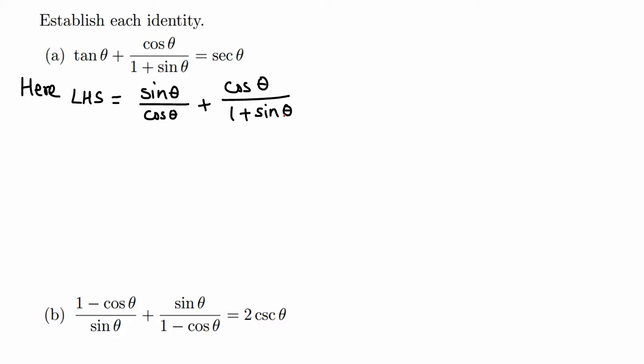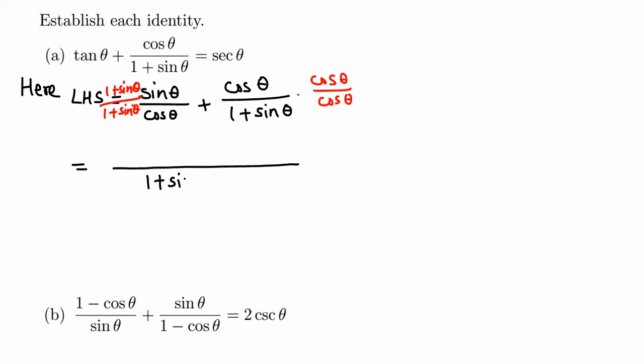1 plus sine theta is a block, and here is cosine theta, so we multiply the second fraction by cosine theta over cosine theta, and we multiply the first fraction by 1 plus sine theta over 1 plus sine theta. Then we have the LCD, 1 plus sine theta times cosine theta, and on the top we have 1 plus sine theta times sine theta.